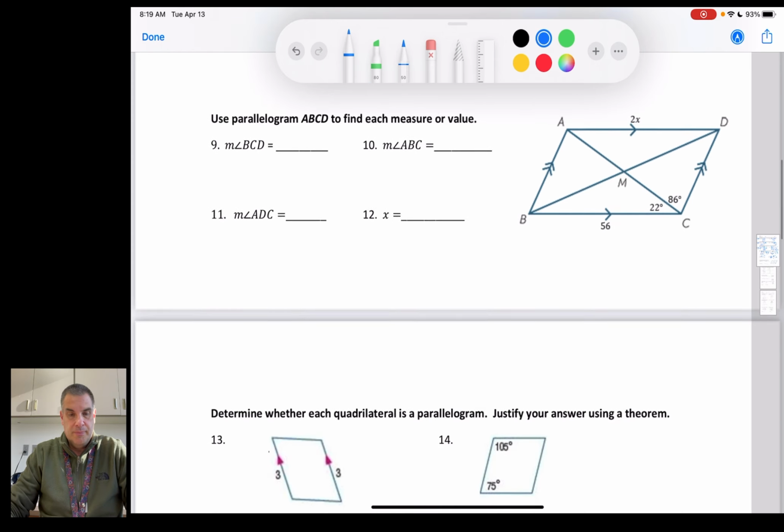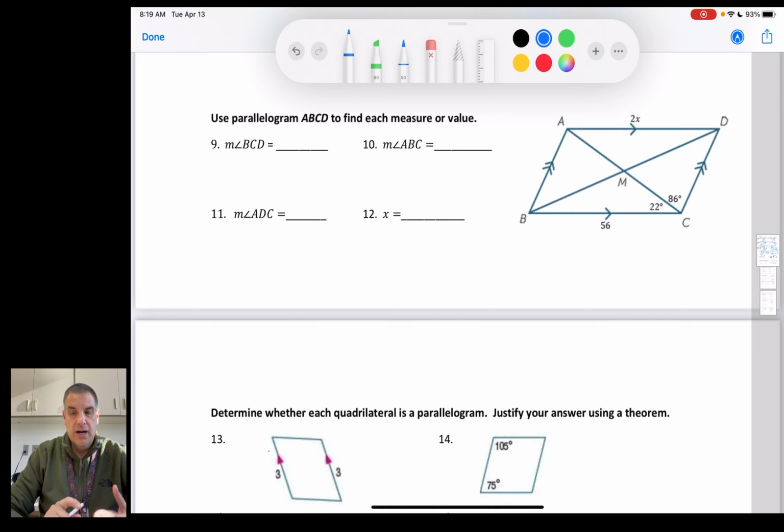Number 9 says use the parallelogram ABCD to find the measure of each value. So they tell us it's a parallelogram. So since it's a parallelogram, we know opposite sides are congruent. We know opposite sides are parallel, and all these different things. So if we look in here, the first one we want to find is BCD. There's B, there's C, there's D.